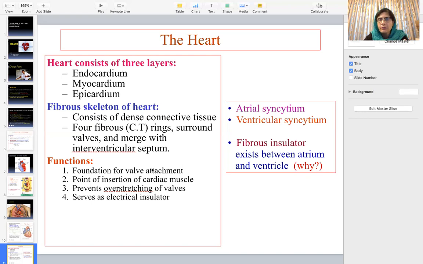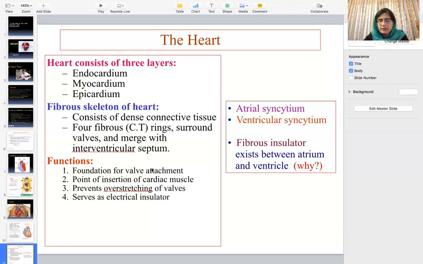The valves are present between the atria and the ventricles, and beyond the left ventricle in the aorta, and beyond the right ventricle in the pulmonary artery. So it provides a foundation: the attachment of all four valves is on this fibrous ring. Second, it provides a point of insertion for the cardiac muscles. Third, it prevents overstretching of the valves, so that whenever the cardiac muscles contract or relax, the valves do not tear.